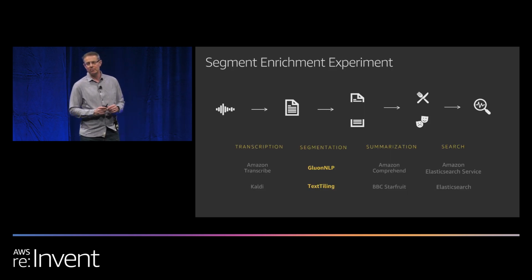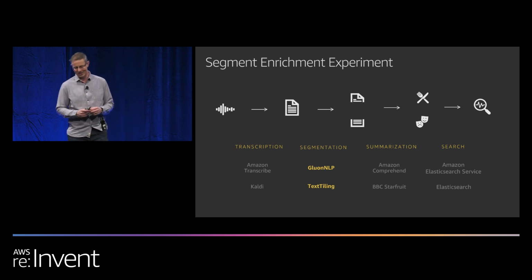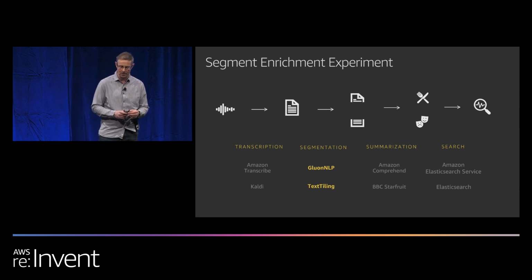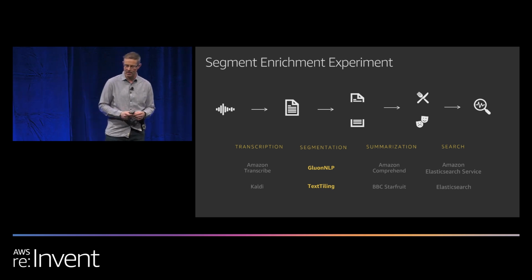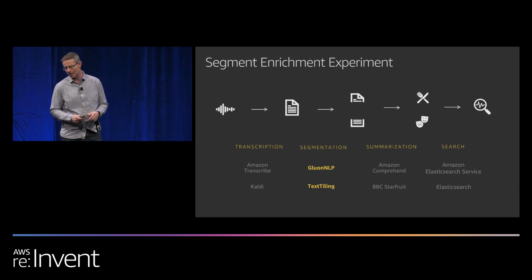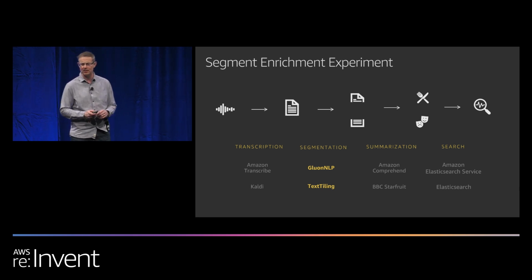So this followed on from a segment enrichment experiment proof of concept that we did, which is really just a pared down version of what the content enrichment chassis will be able to do. We took an audio file from a radio program. We passed it through speech-to-text, Amazon Transcribe. We segmented it using a simple text tiling algorithm, which is a very simple way of splitting the document up into smaller chunks. Tom will go through that in more detail. We summarised those segments using Amazon Comprehend and BBC Starfruit, and then we put the results into an Elasticsearch service.